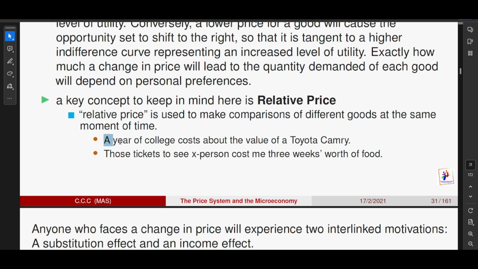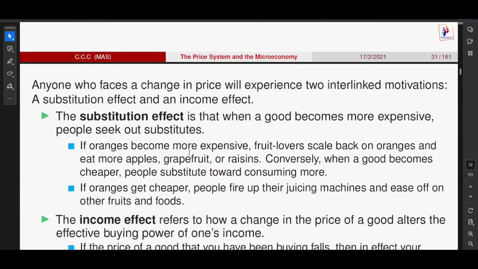So it says a year of college costs about the value of a Toyota Camry. Those tickets to see, I guess, X-Men cost me 3 weeks worth of food. So relative, right? Relative means we're comparing one thing to another thing. So the cost of your college tuition is the same as a car, or the cost of watching a movie basically could be 3 weeks of food, relatively speaking. So anyone who faces a change in price will experience two interlinking motivations, a substitution effect and an income effect.